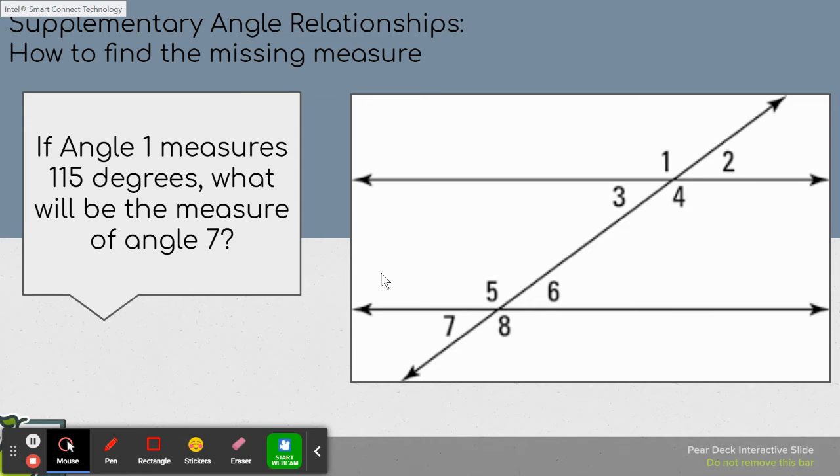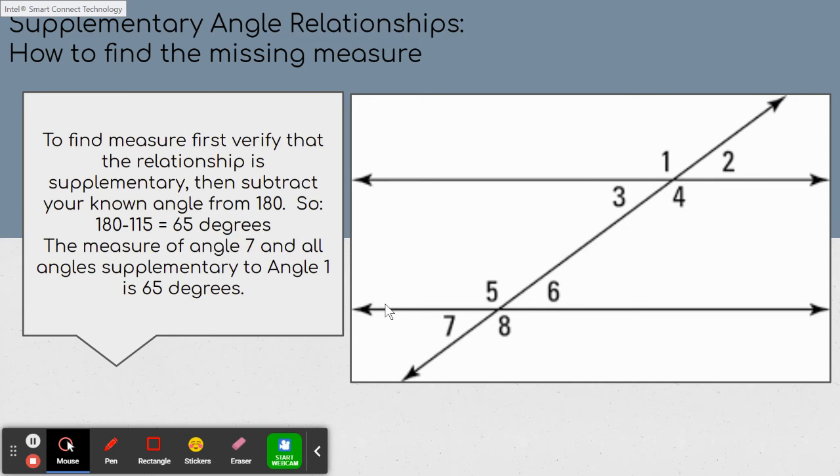Now we can find the missing measure pretty easily because we know the rule that if we have 180 degrees, we can figure it out just by subtracting. So if angle 1 right here measures 115 degrees, we want to know what angle 7 measures. Since they are corresponding consecutive sides, we're going to do our regular steps. We're going to first verify the relationship is supplementary and then subtract your known angle from 180. So if I have 180 degrees and angle 1 equals 115 degrees, I'm going to do 180 minus 115 and get 65 degrees. The measure of angle 7 and all angles supplementary to angle 1 is 65 degrees.